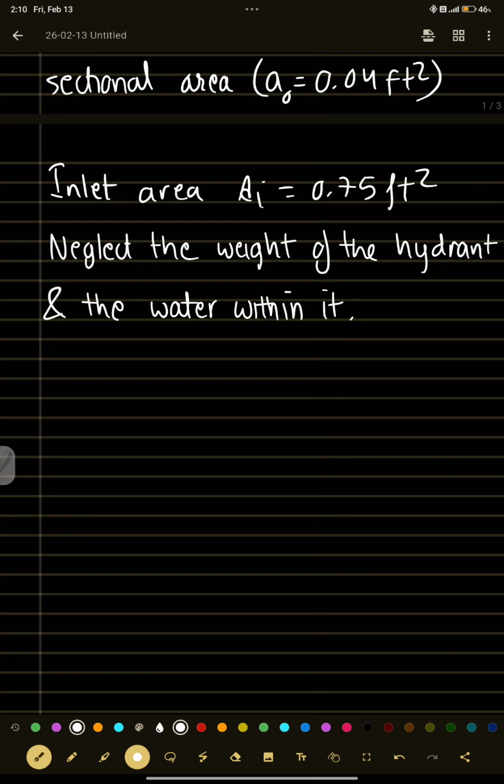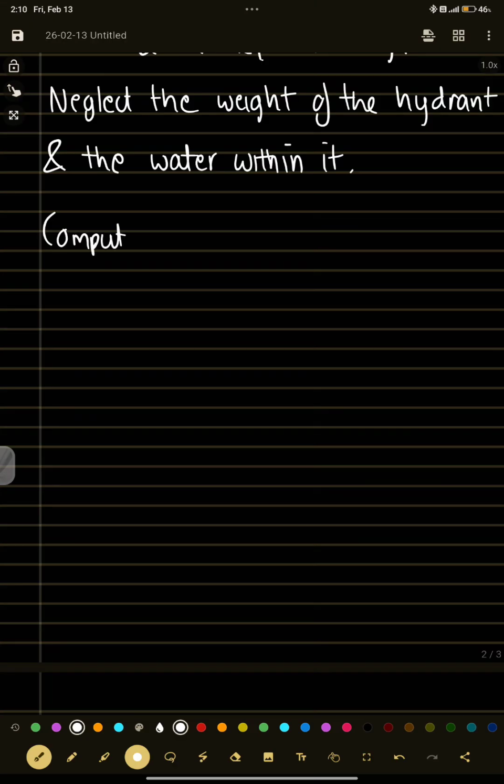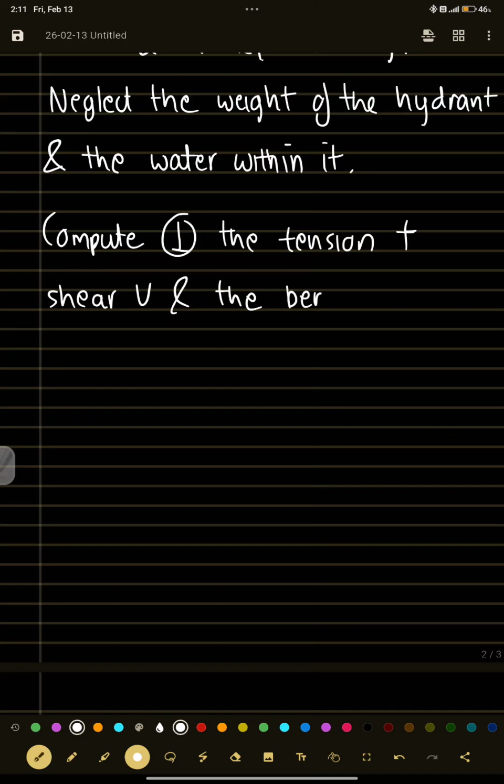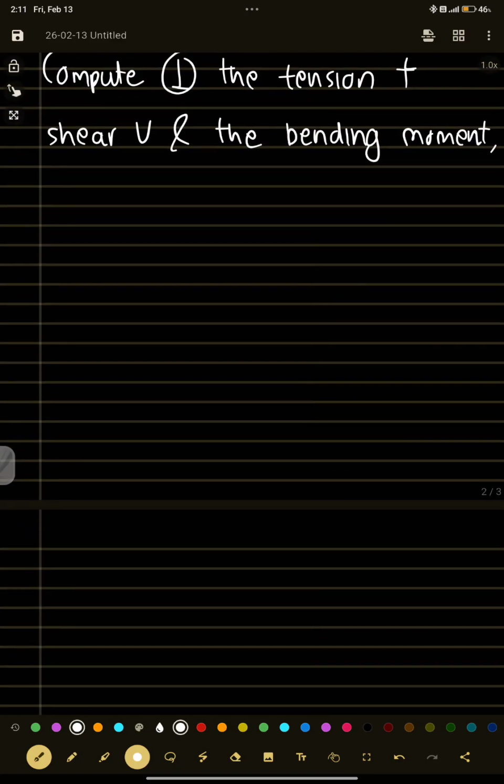Compute one, the tension T, the shear V, and the bending moment at the base of the standpipe. At B. This is the base of the standpipe.